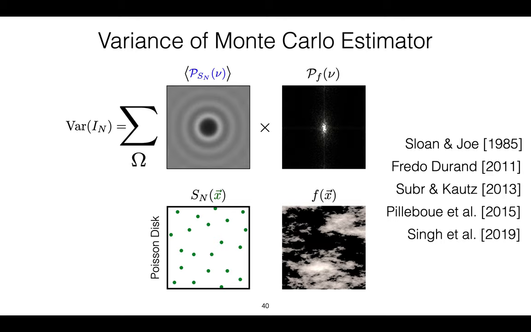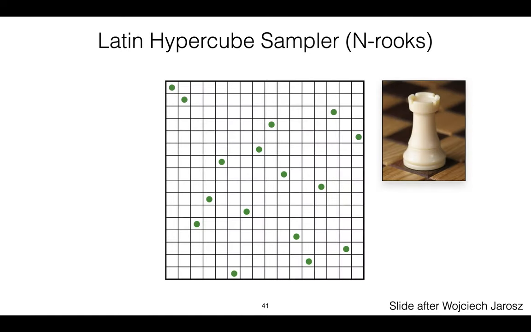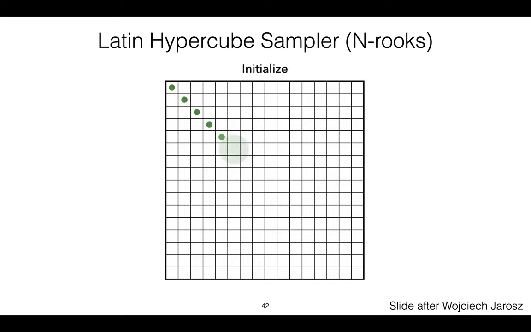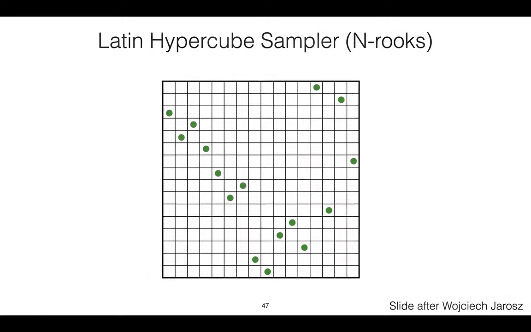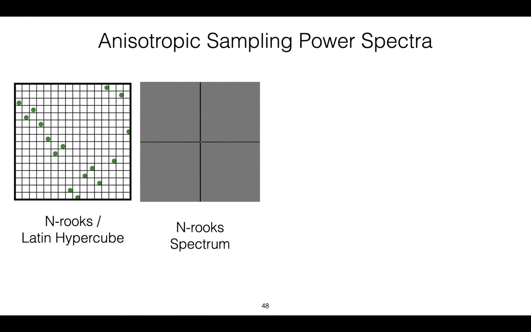Now, these analyses helped derive convergence rates for many isotropic samplers, but there are many anisotropic samplers present which are used in practice. For example, the Latin hypercube sampler, where the idea is quite simple. You just diagonally initialize the samples and then start shuffling along the rows or maybe along the columns as well to get the final distribution of Latin hypercube samplers. The corresponding expected power spectrum has this anisotropic distribution of power, where these dark hairline structures are there because of this 1D stratification preserved along the X and Y projections.